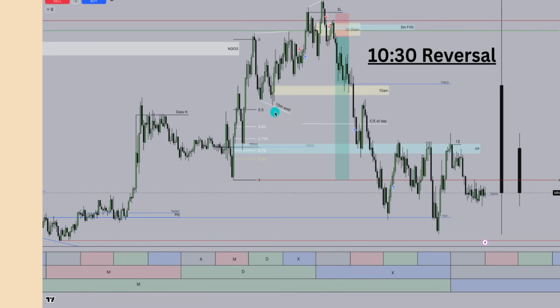We had an SMT at discount, which is how 10 a.m. created our 10 a.m. manipulation to move higher to our draw on liquidity. And then from there, 10:30 was the time for us to make our reversal.